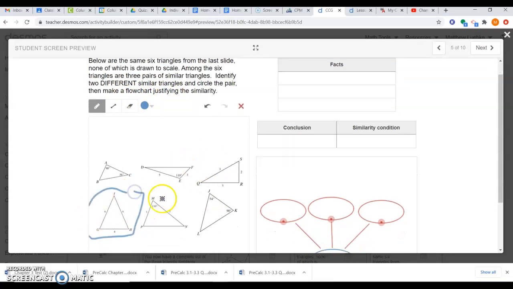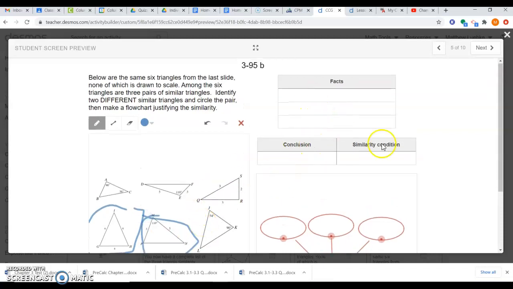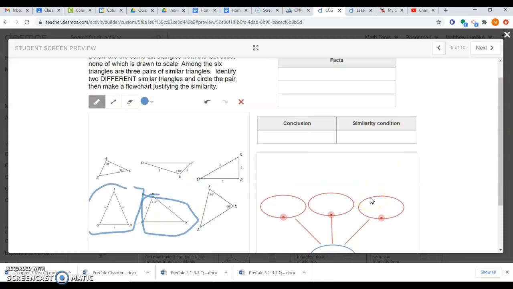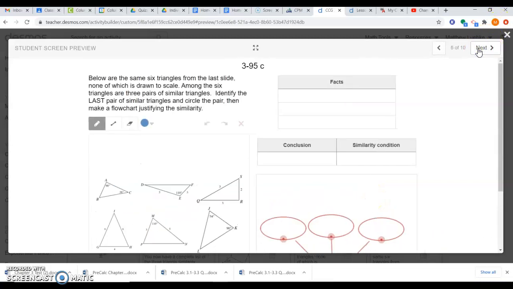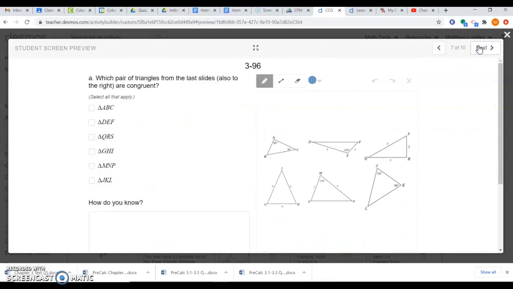The first time I circled these 2, which means I could not circle those 2 again. I got to circle 2 new ones, list the facts, draw the conclusion of why those ones I'm circling are similar. And then you have to do it one last time. Same thing. You have 2 more on there that need to be similar. List the facts, draw the conclusion.